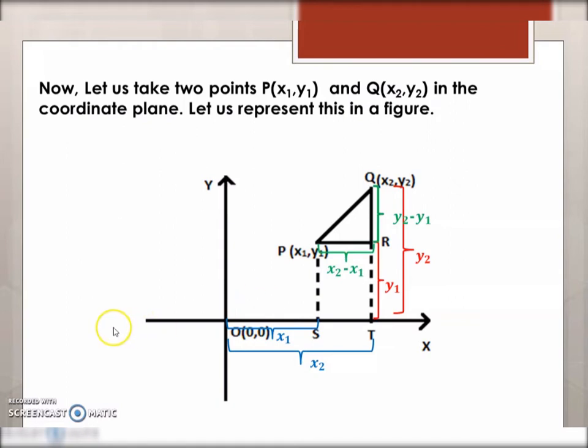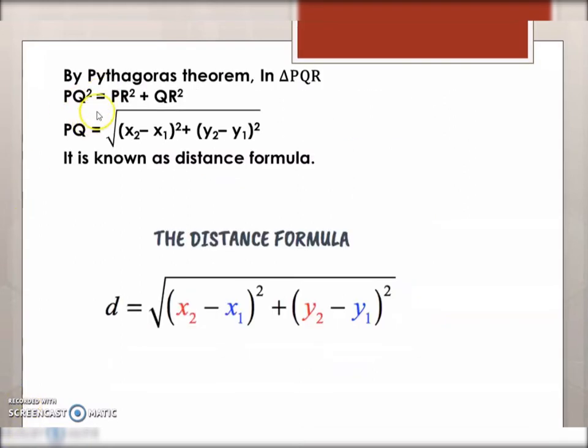So QR is y2 minus y1 and PR is x2 minus x1. Once you have these 2 lengths, you can find PQ. Once you have found PR and QR as x2 minus x1 and y2 minus y1, you will use the Pythagoras theorem in right angle triangle PQR. So PQ square will be PR square plus QR square. That will be PQ equals square root of x2 minus x1 whole square plus y2 minus y1 whole square. So this is the distance formula. If the coordinates of the points P and Q are given to you, then you can find the distance PQ as the square root of x2 minus x1 the whole square plus y2 minus y1 the whole square.